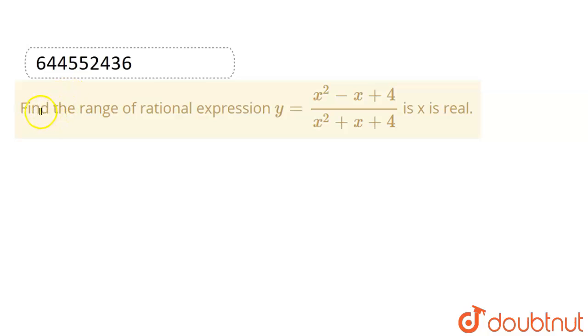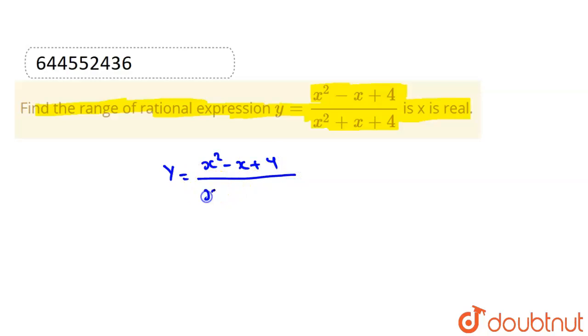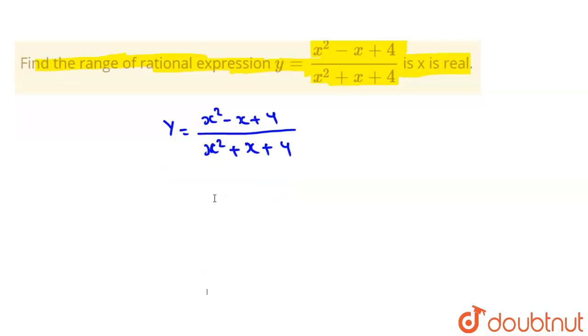Hello everyone, welcome to Doubtnut. Now the question is, we have to find the range of the rational expression y is equal to x square minus x plus 4 upon x square plus x plus 4, when x is real. We have to find the range of this expression, and the condition is x should be real.